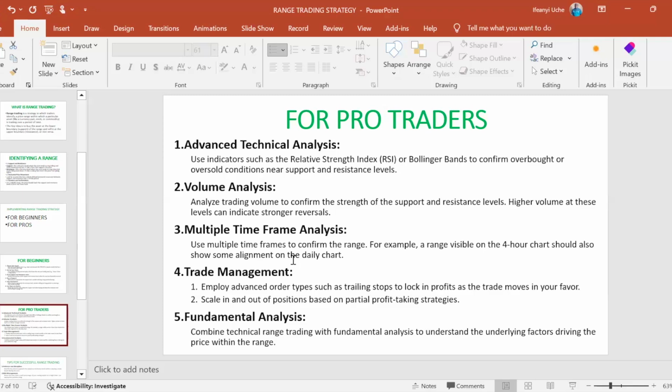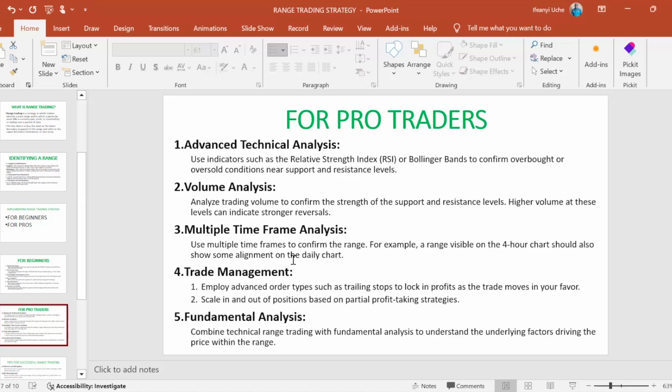And of course, trade management is very important. Advanced order types such as trailing stops: the trade is going now, so I begin to trail my stop. If it moves 10 pips or 50 pips, I move my stop loss to break even. If it continues, I keep trailing it so that even when it turns back, I am still in profit, or the worst that can happen is I break even.